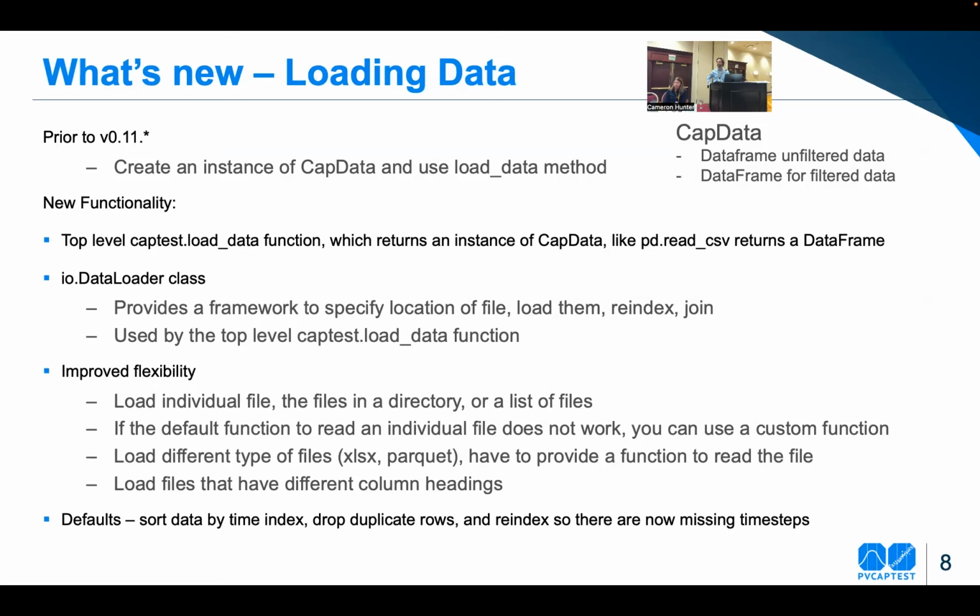And there's more flexibility there. So you can now do things like you can point to an individual file, you can point to a directory of files, you can give a list of files you want to load. There's a lot of flexibility there. The default is to load CSV files, but there's also the ability to load other file types if you have Excel data or data in other formats. And you can load data files that have different column headings. So if your power data is in one file and you have meteorological measurements in a different file, if you put those in the same directory, it will do its best to put those together and give that back to you.